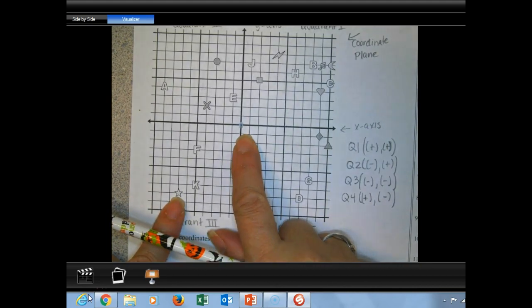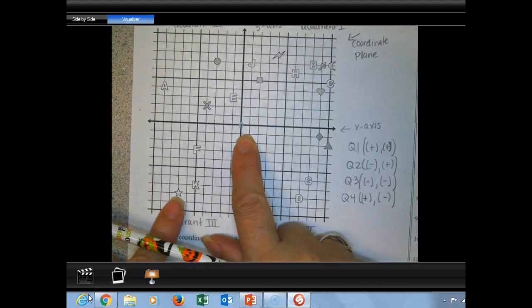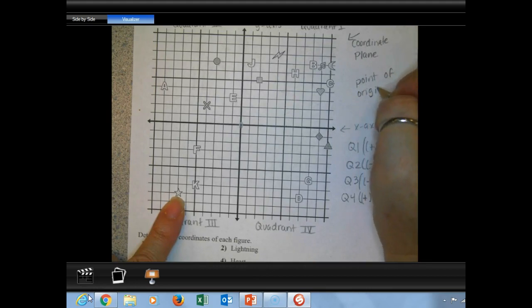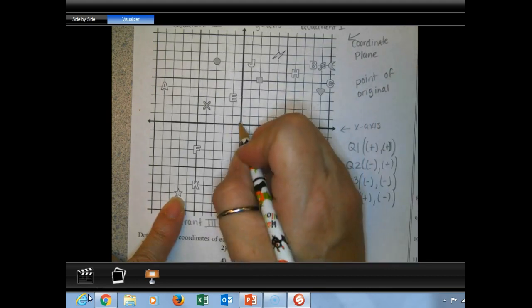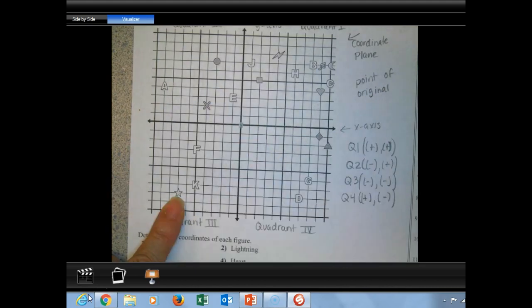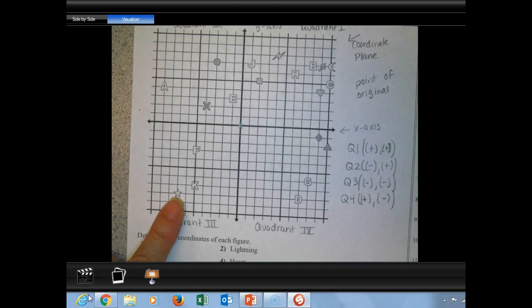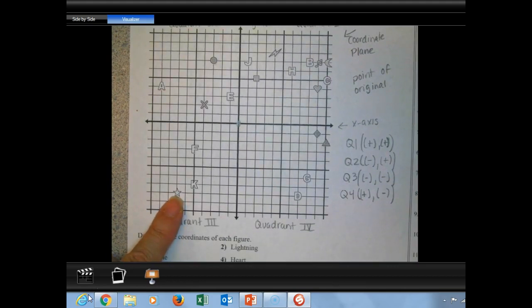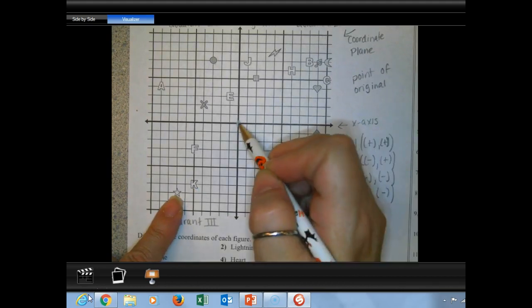Okay, and you might actually want to add point of origin to your notebook and just kind of highlight it, make it seen, draw an arrow, point of origin. We always start at our point of origin for each individual set of ordered pairs. Okay, so if I need to find where this star is, I'm going to start here.